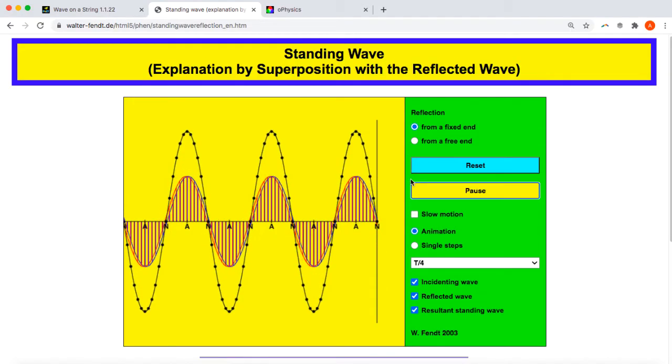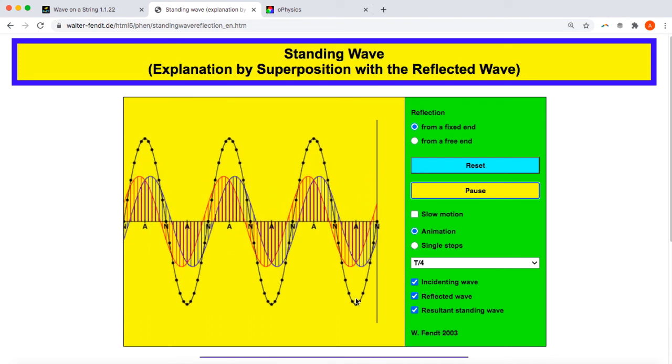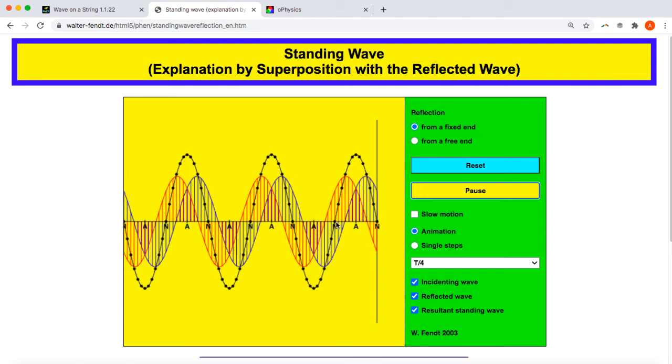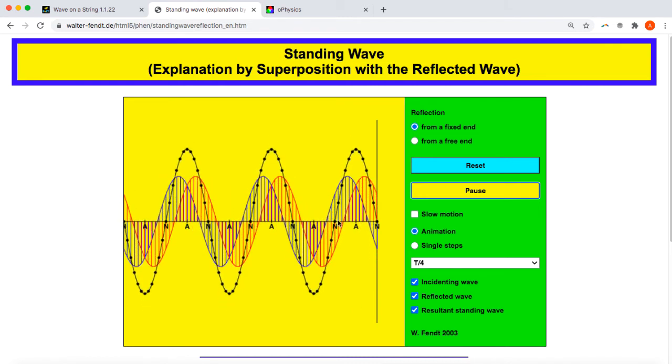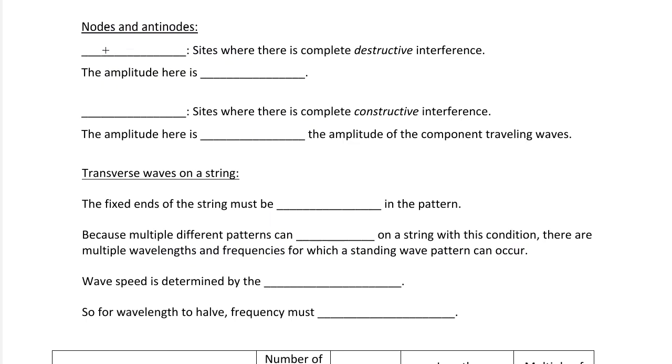And just coming back to the animation, once again, remember that we have spots where we have complete constructive interference, like here, and we call those antinodes, and we have sites where we have complete destructive interference, and we call these nodes. The A and the N here stand for antinode and node. So once again, nodes are sites where there's complete destructive interference, and the amplitude at those spots is zero, while antinodes are sites where there's complete constructive interference, and the amplitude here is double the amplitude of the component traveling waves.